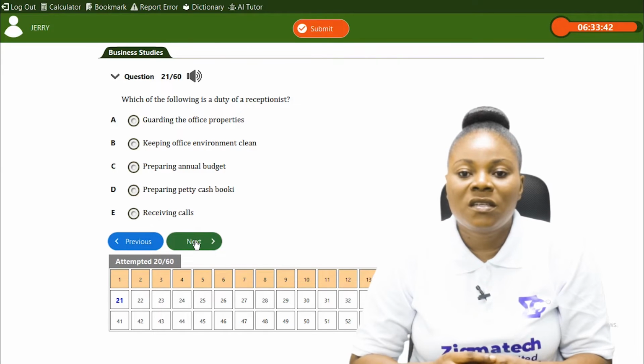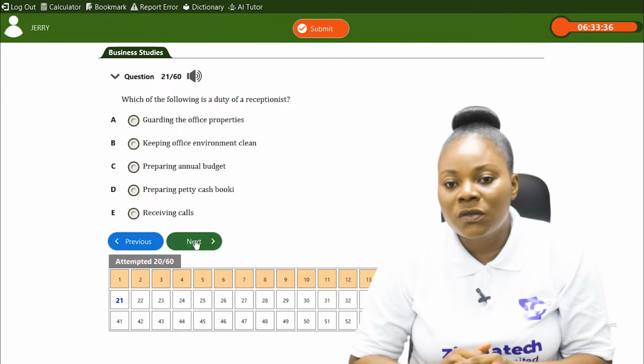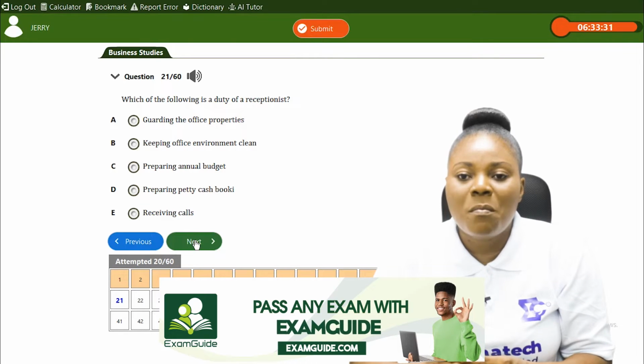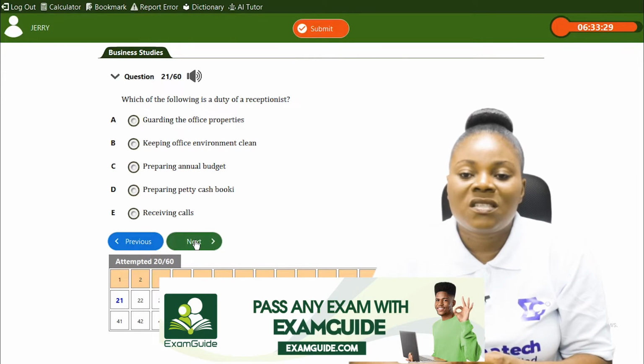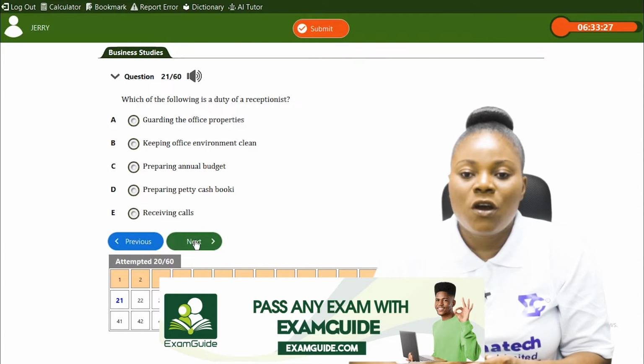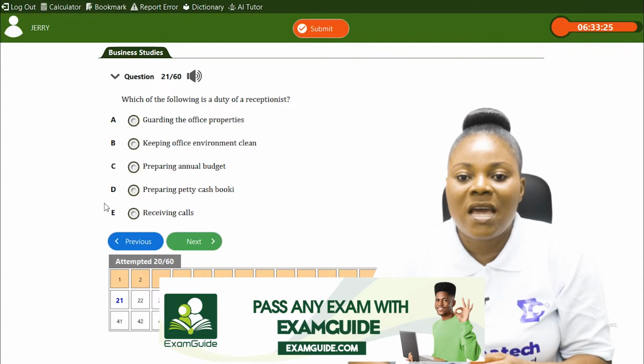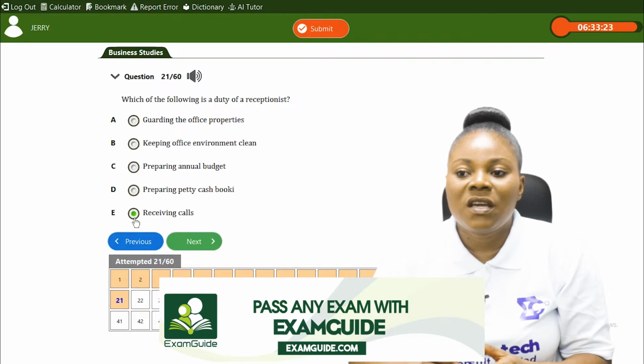E, receiving calls. The two major duties of a receptionist are receiving and making calls, then receiving and attending to visitors. These are the two major duties a receptionist is expected to carry out in every organization. So the right answer here is option E, receiving calls.